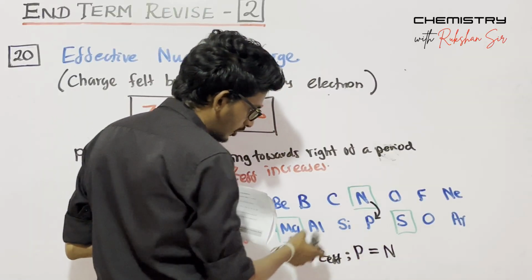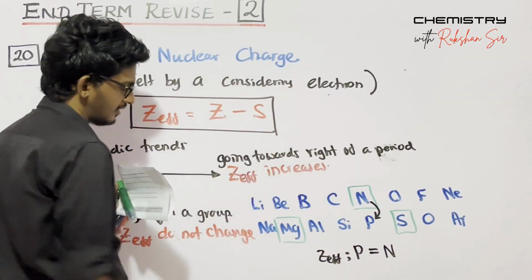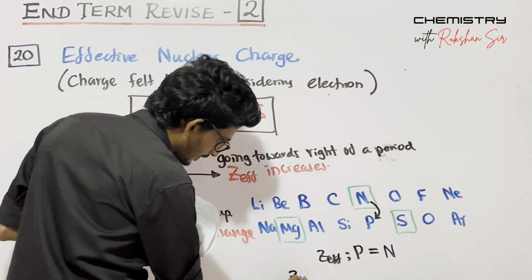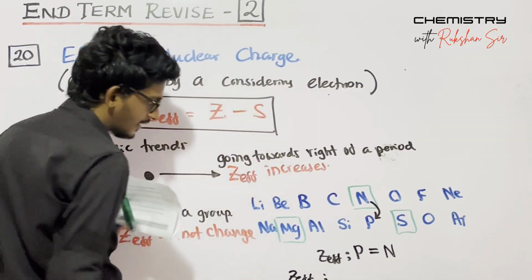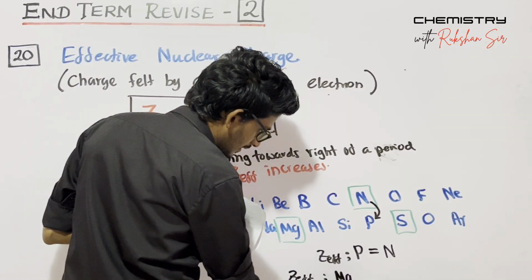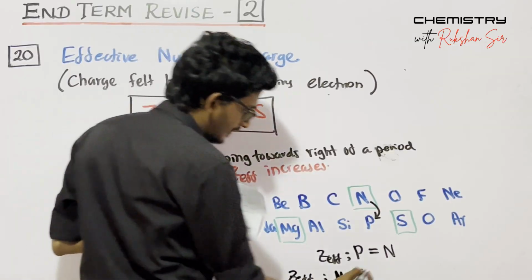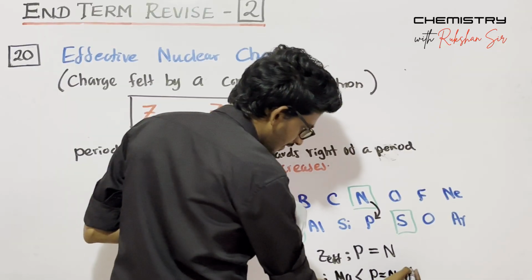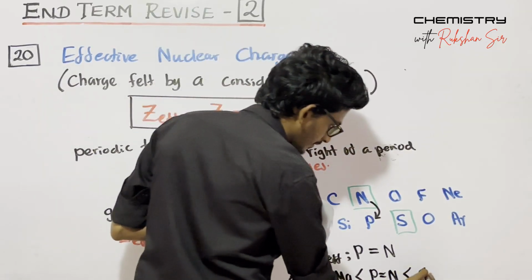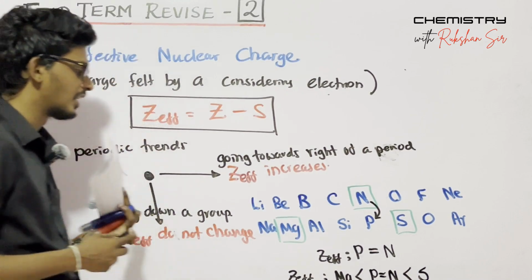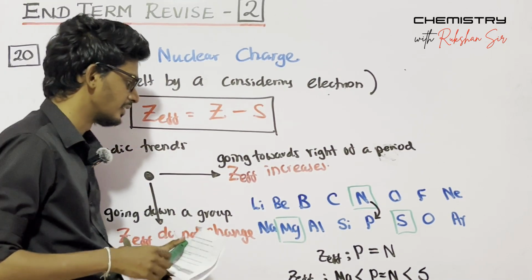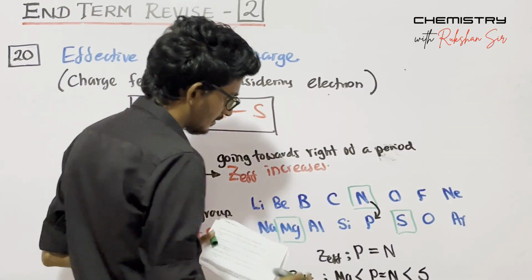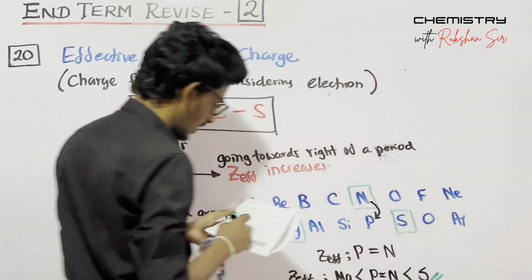Going towards the right, the charge increases. So among the Zeff values, magnesium has the lowest value, then phosphorus, which is equal to nitrogen, and then sulfur has the greatest effective charge according to these theories. So the answer is sulfur.